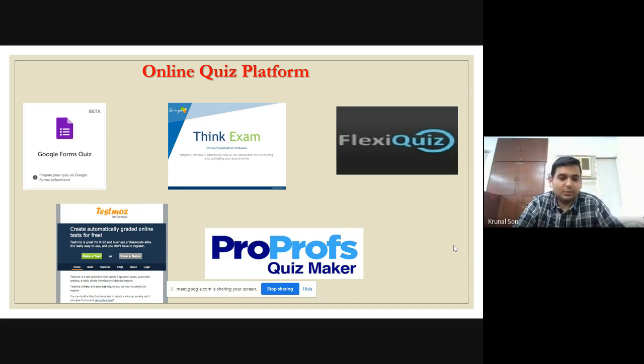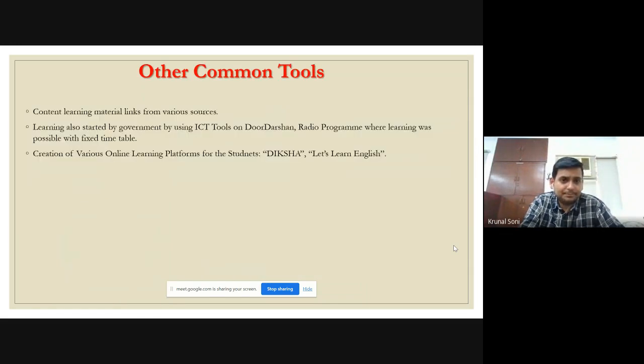FlexiQuiz is one of the tools. Testmoz.com is one of the tools. So Testmoz.com has their own templates, their own tests, bifurcations of marks, everything is there. So if you go ahead, you will get the idea. Then Proprofs Quiz Maker is one of the important tools where you can take the quiz of the students and provide the marks to the students.